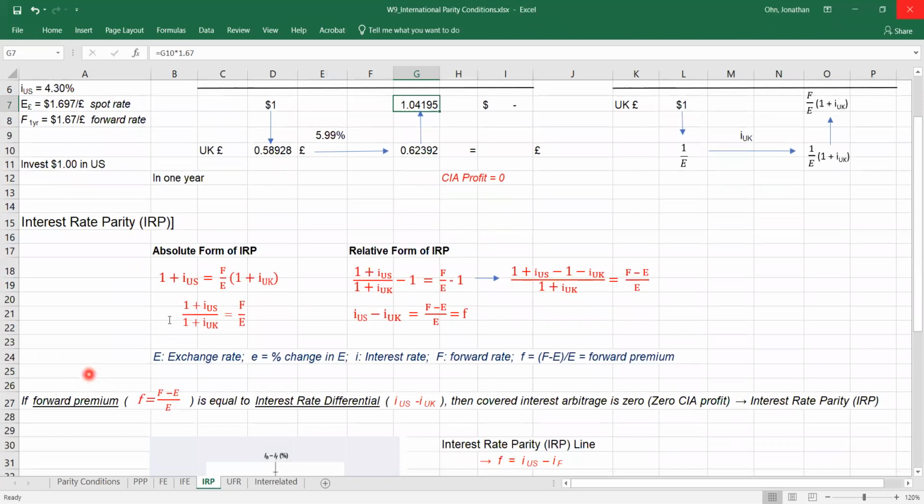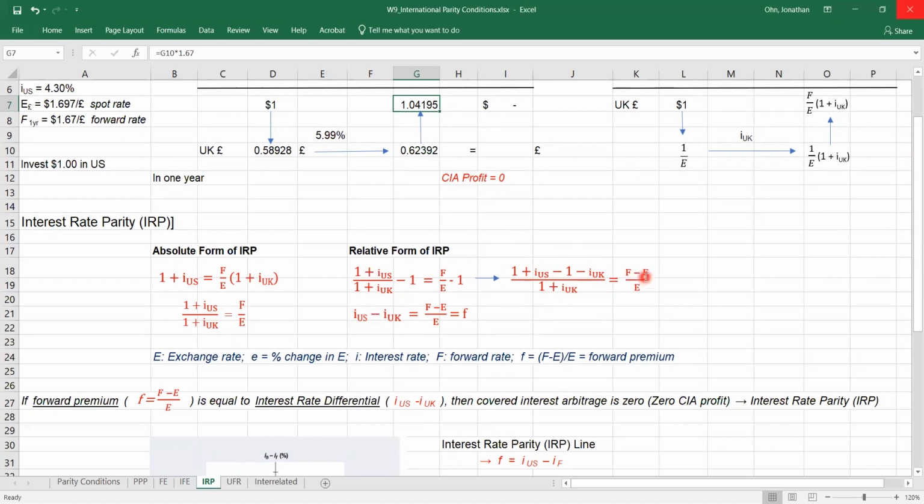So based on this interest rate parity, we can come up with this. If you move this one this way, 1 plus IUS over 1 plus IUK equals forward divided by spot. Now, if we want to change to relative form, if you subtract 1 from both sides, then we come up with this. This one, US and UK, is offset here. The US interest rate minus the UK interest rate, divided by 1 plus the UK rate. And as you know, the approximation is this one, right?